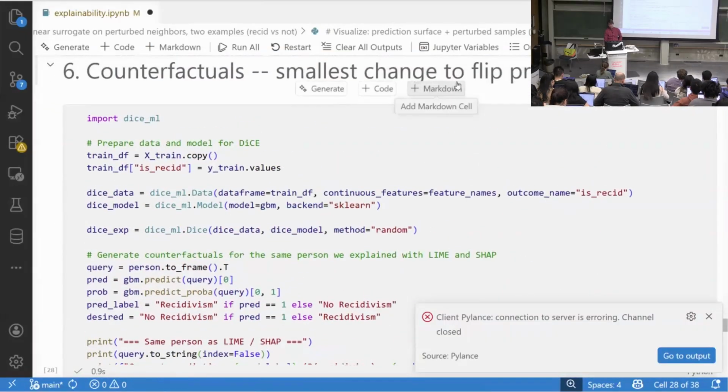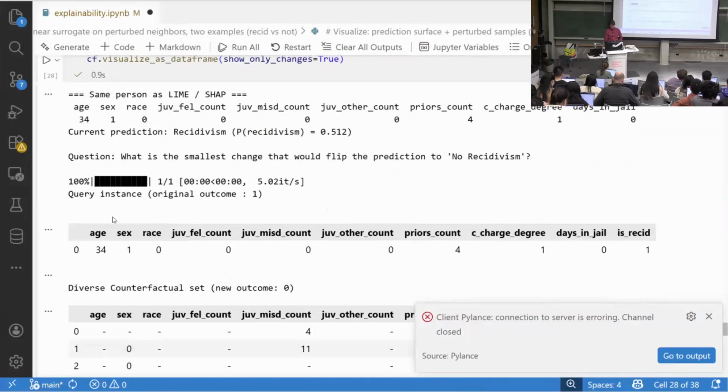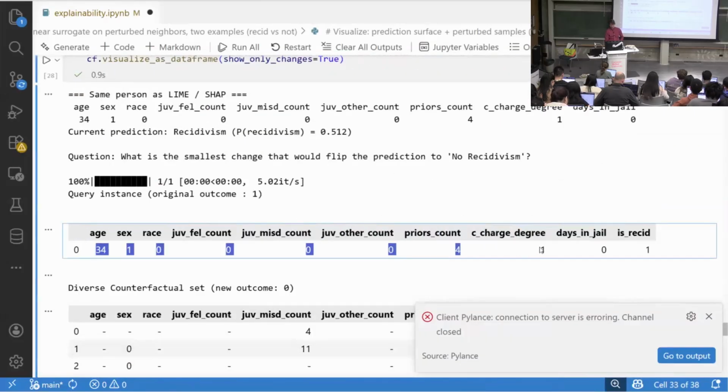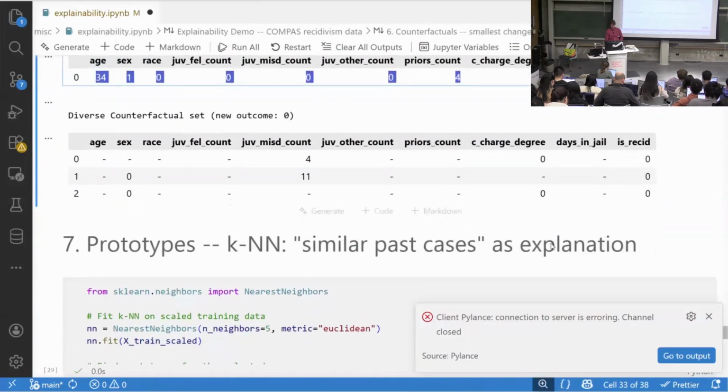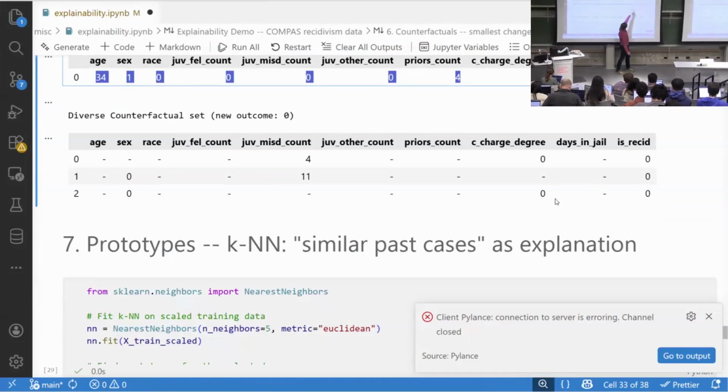There's a library here that I've used, DICE, that can do this for you. So you put in a specific person here. This is the feature of one person, and it will give you a couple of counterfactuals. So the minus just means nothing has changed. So this is, if you had changed this from 0 to a 4, this from 1 to 0, this from 1 to 0, the outcome would have flipped.